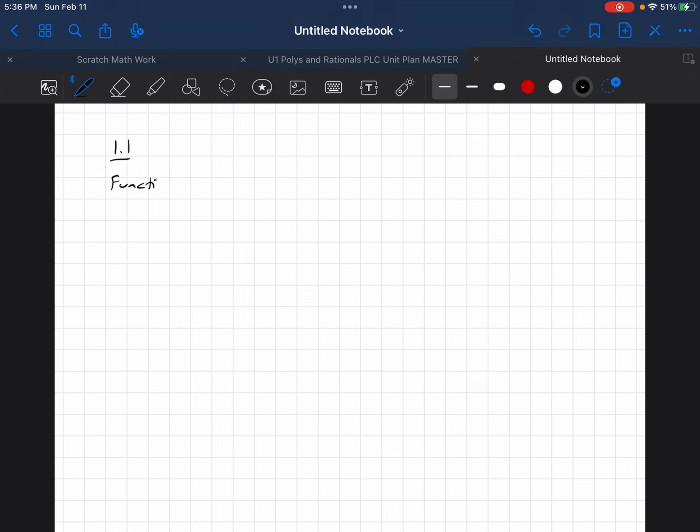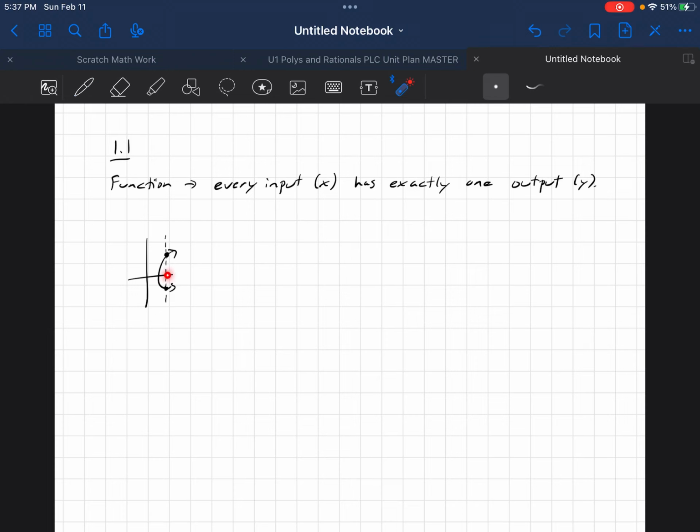All right, so for a function, let me start again. Every input, and we usually use x as our input, sometimes t for time, has exactly one output. Okay, and that's y. So if we have a graph like this, that is not the graph of a function because it doesn't pass the vertical line test. Right here we have two y values that are being produced by the same x value. Okay, so that's just what a function is.